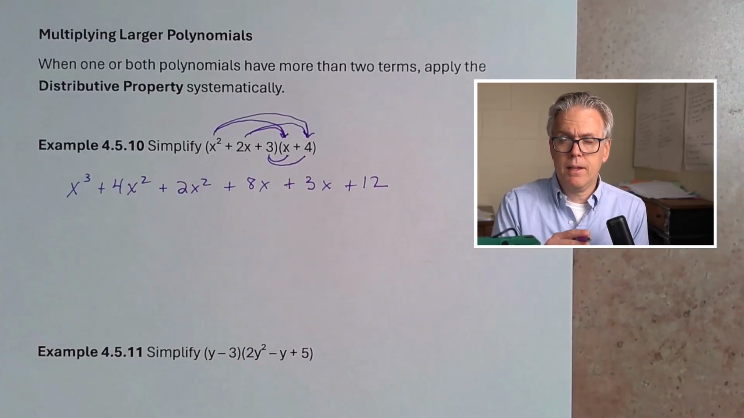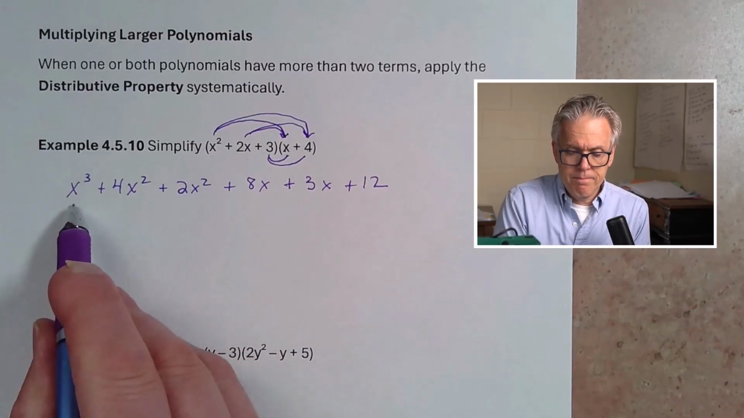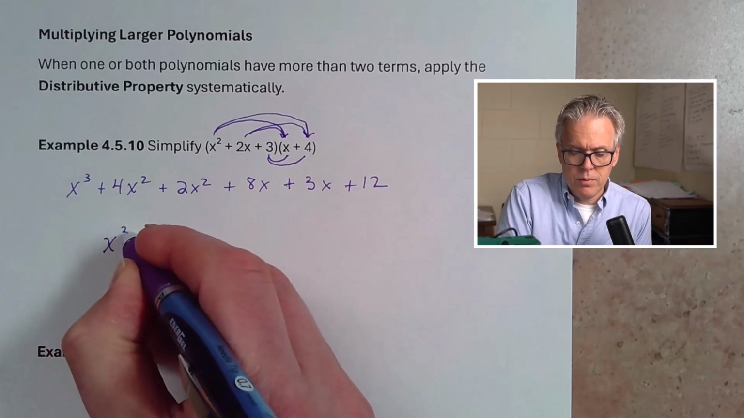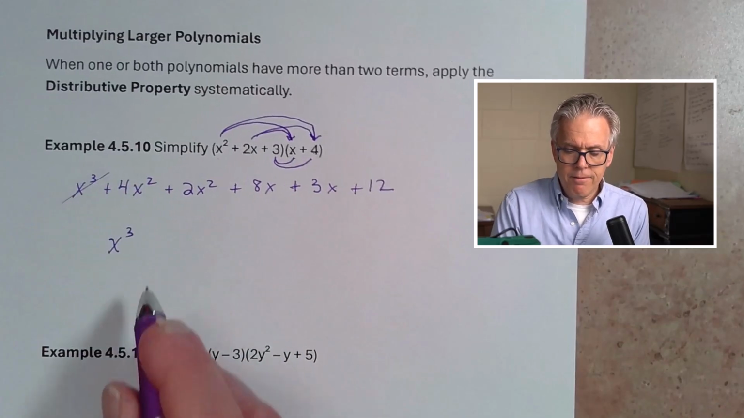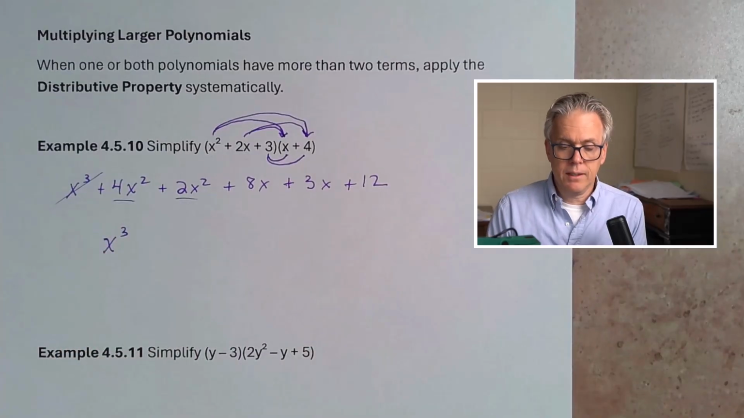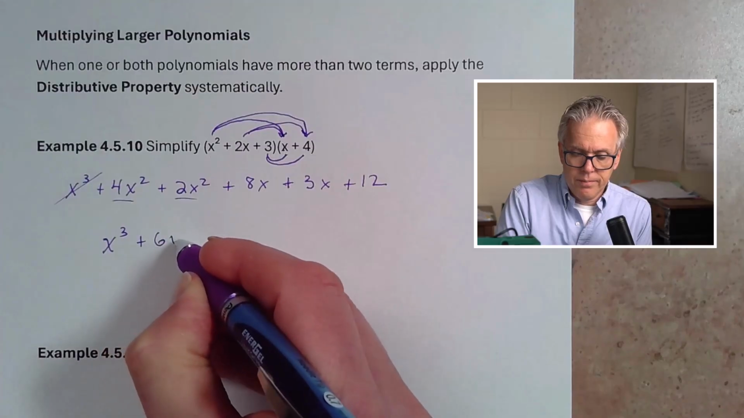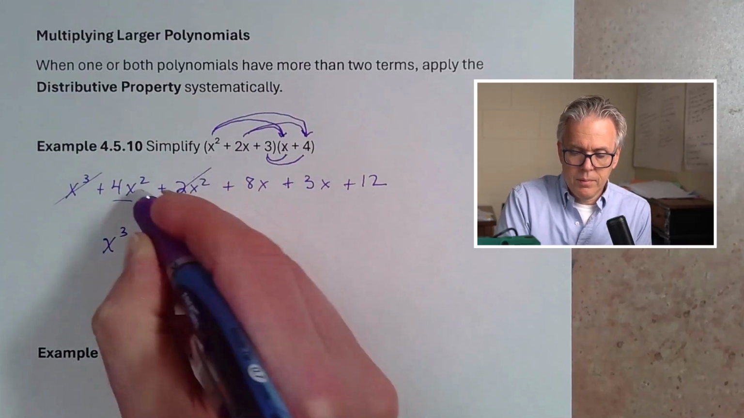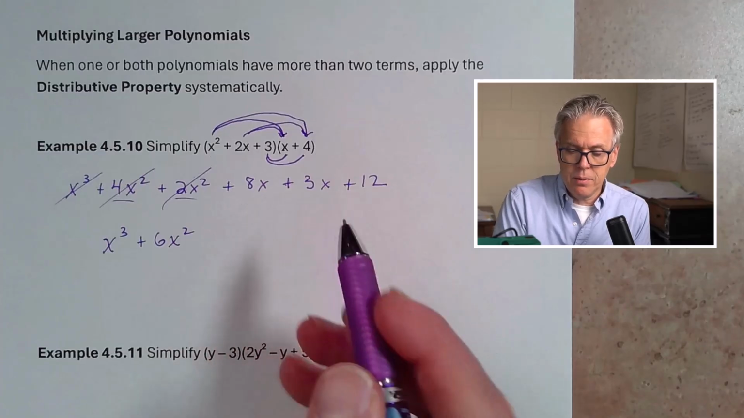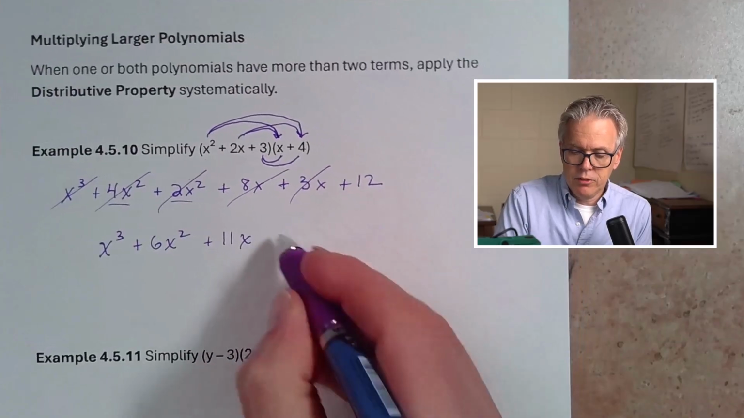So I recommend writing these in standard order, so descending order. So we're going to have x cubed and no other x cubes to combine, so I'm just going to put x cubed. How about the x squared term? So I've got 2 terms I can combine. So 4x squared plus 2x squared is a 6x squared. Both of those got worked out. These are nice because everything actually ended up side by side. 8x plus 3x is 11x.